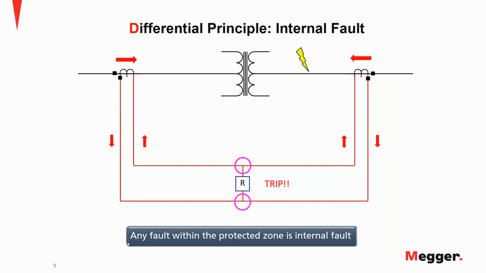The current in the operate coil must be greater than the slope current when it's compared to the restraint current calculation. This condition will hold true as the relay sees the internal fault and trips on a differential condition, right?